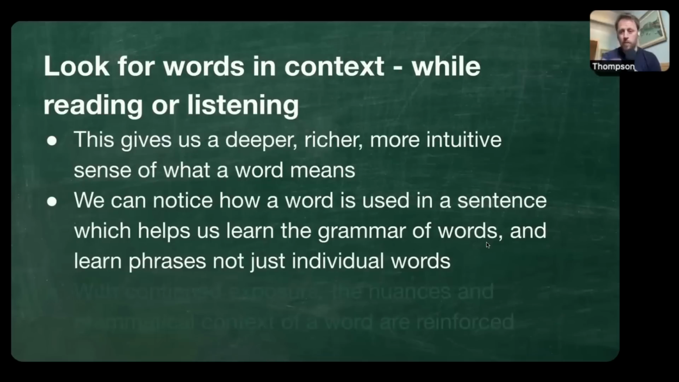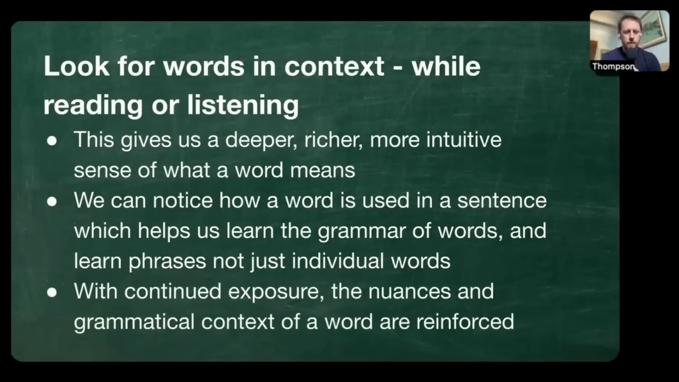For example, if it's followed by a gerund or an infinitive or other structures. And also learn phrases, not just individual words. In English, as you have probably discovered, there are so many different phrases. Individual words can have many different meanings and can also be part of many different expressions. And I don't just mean idioms, but multi-word expressions. So with continued exposure, just by reading and listening a lot, the nuances and grammatical context of a word are reinforced in a natural way.